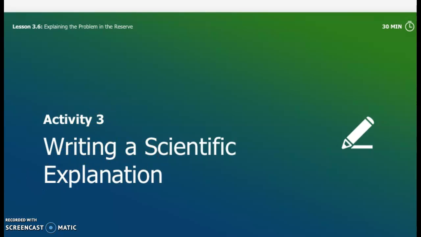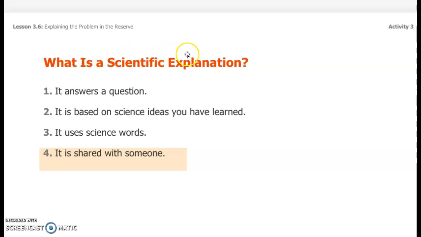Writing the scientific explanation. What is the scientific explanation? It answers a question. It's based on science you've learned. It uses science words. It is shared with someone. When scientists are writing a scientific explanation, they should think about their audience. That means the people they will share their explanation with.